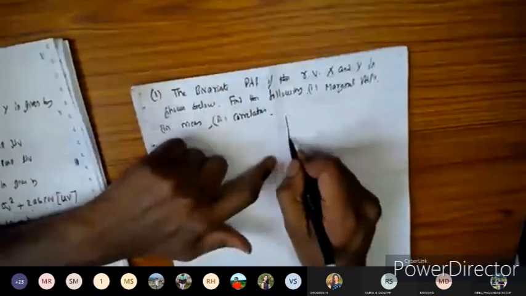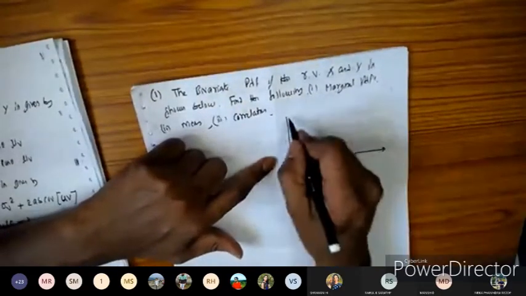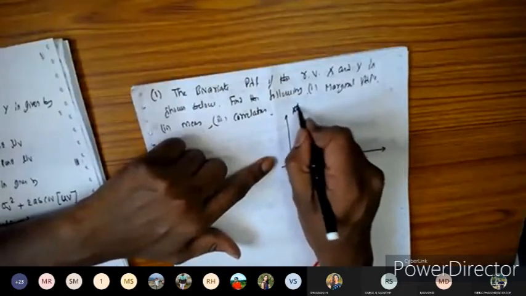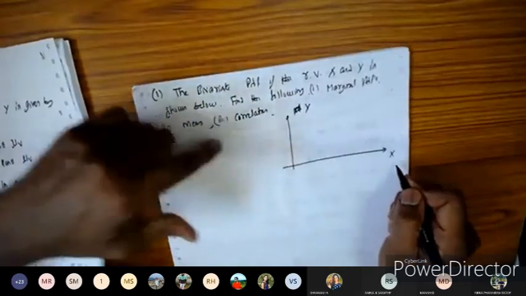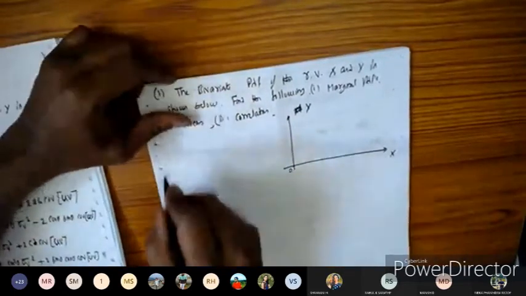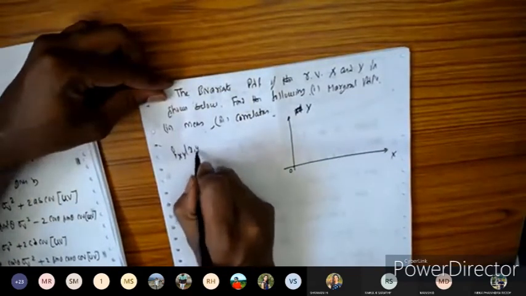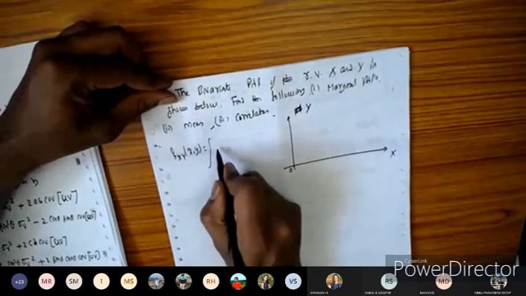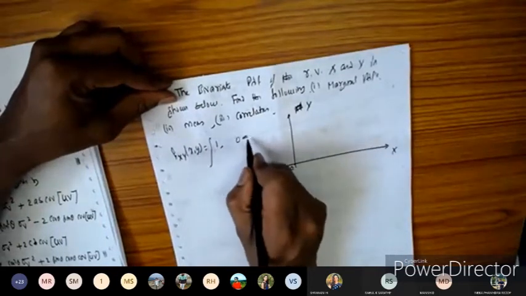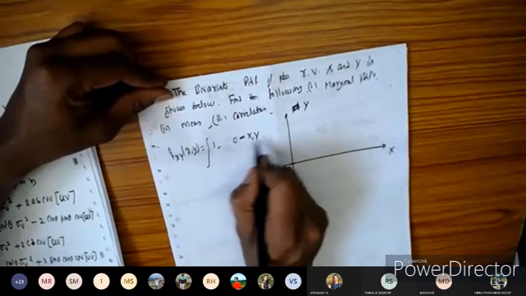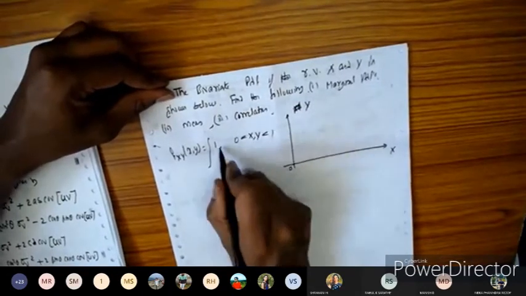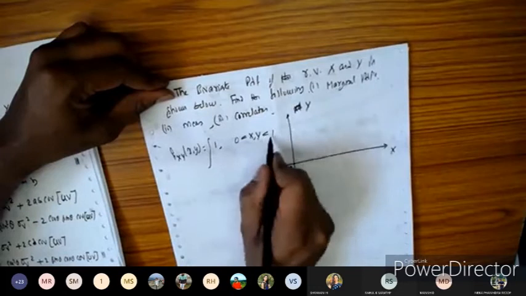It is given the bivariate PDF in terms of the random variables x and y. This is the y-axis, and this is the random variable x, and this is 0. So fxy, the bivariate PDF, or we can call it the joint PDF, is equal to 1 for 0 less than x comma y. Both x and y will take the same interval.